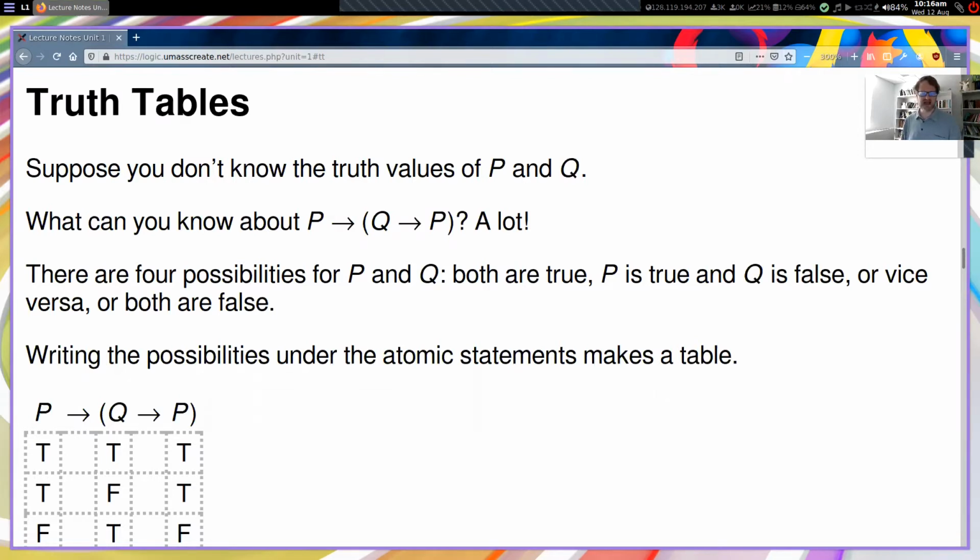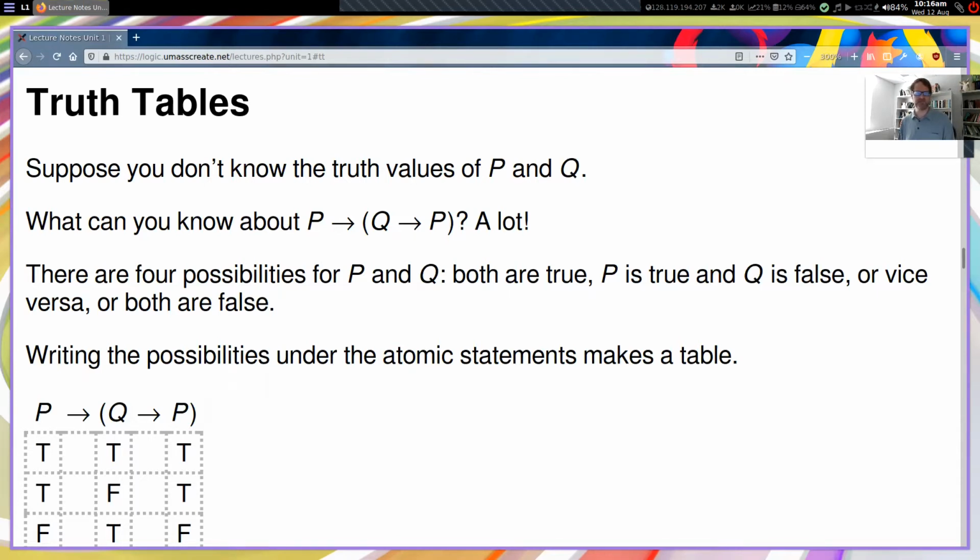So we learned last time how you calculate the truth or falsity of a compound or molecular statement if you know the truth or falsity of the atomic statements making it up, the truth or falsity of the statement letters making it up. But what happens if you don't know the truth or falsity of the statement letters making it up? Sometimes you can still know a lot about the truth or falsity of the complex statement.